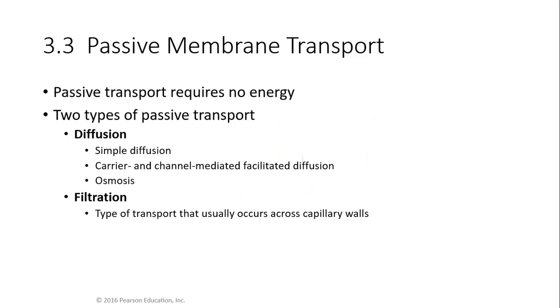And then the other type of passive transport is filtration. This type of transport usually occurs across capillary walls. And again, you won't really talk about anything dealing with blood vessels or capillaries until Anatomy 2.